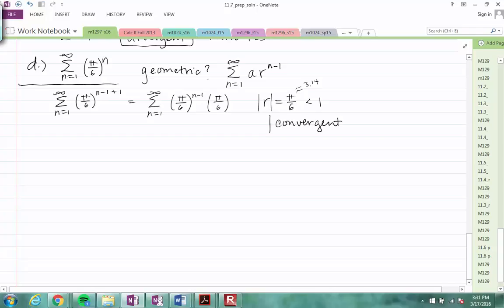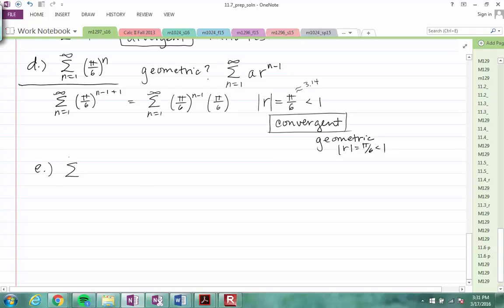And we're done. So I wrote it up here, but just to be clear, this is geometric. Absolute value of r is equal to pi over 6, which is less than 1. So we're going to move on to the next one. That was the short one.